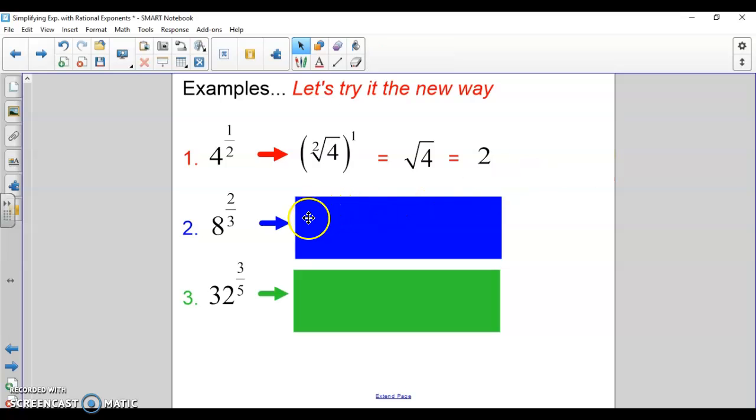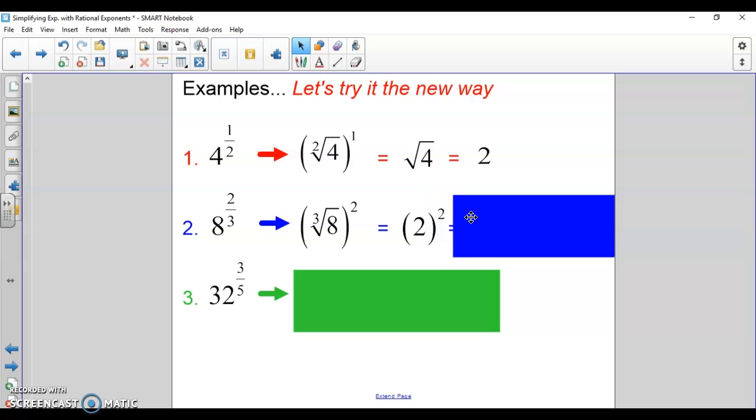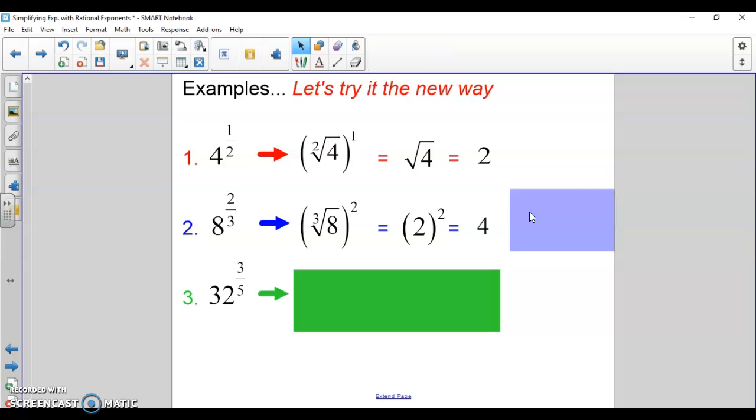Next one, 8 to the 2/3, would be cube root of 8. And then that whole answer is squared. So cube root of 8 is 2, 2 squared is 4. Move right down the line. Another example.